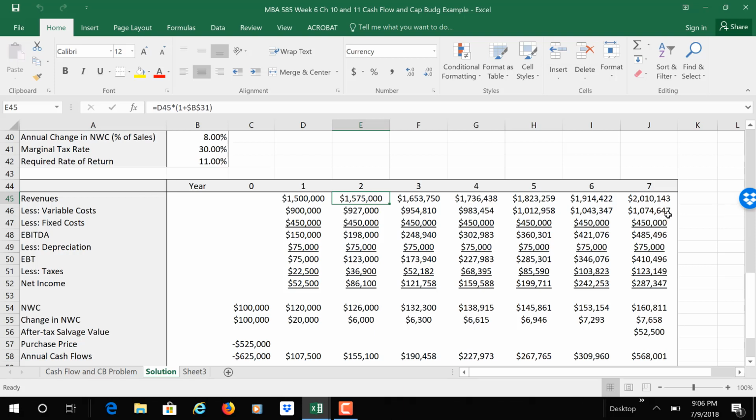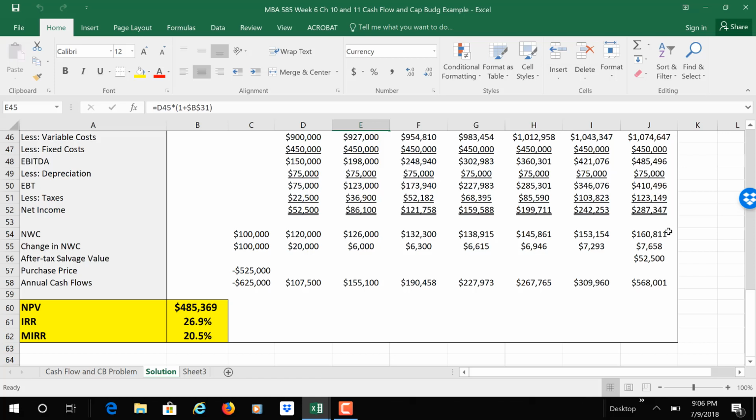Finally, we get to year 7, and in year 7, 2 items happen. Number 1, in addition to all of the ordinary cash flows that we would calculate, we have to recover all of that net working capital. That's one of the reasons we were calculating the total net working capital. This $160,000 is money that's tied up in receivables or payables or inventory. We assume the project is going to end. We get the money back. We turn that into cash.